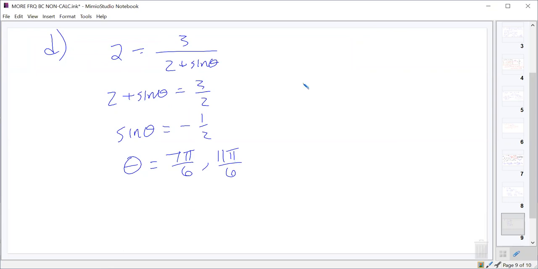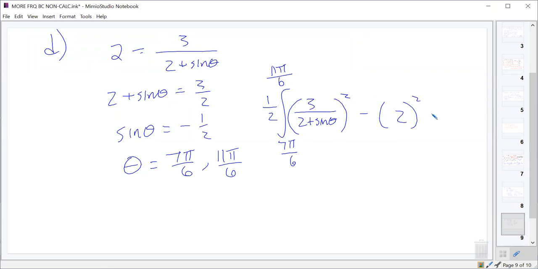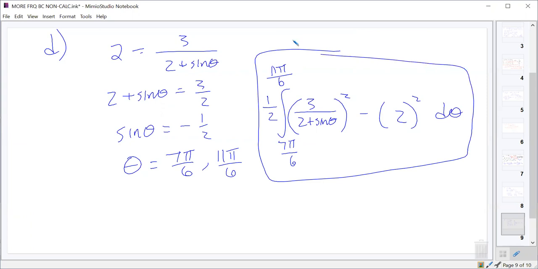And so our integral should then be, since this is area in polar coordinates, 1/2 of the integral from 7 pi over 6 to 11 pi over 6 of our outer radius, which was 3 over 2 plus sine theta, squared, minus our inner radius, which is r equals 2, squared, d theta. They don't ask you to evaluate, so there is your answer. Any questions on that?